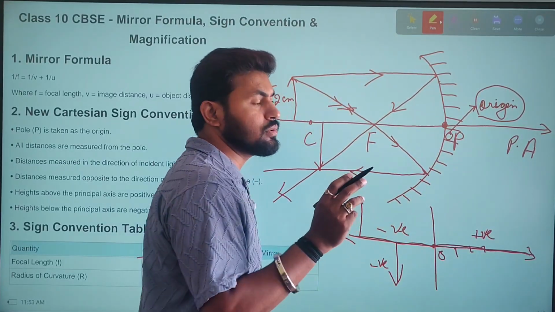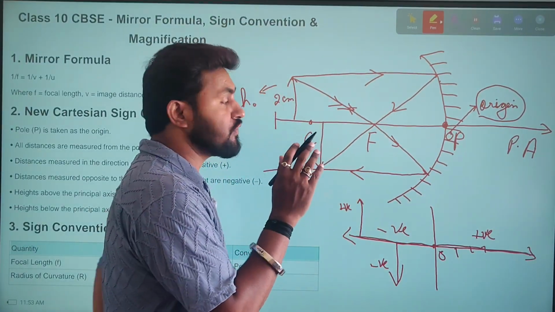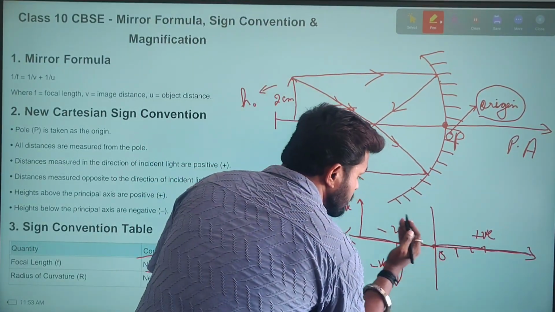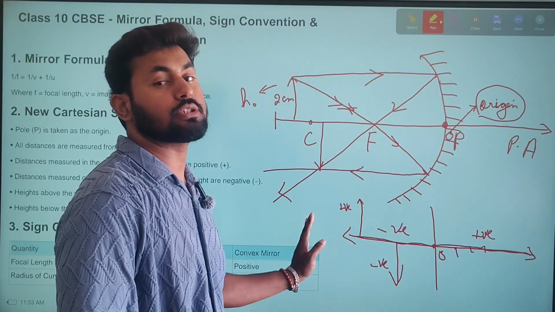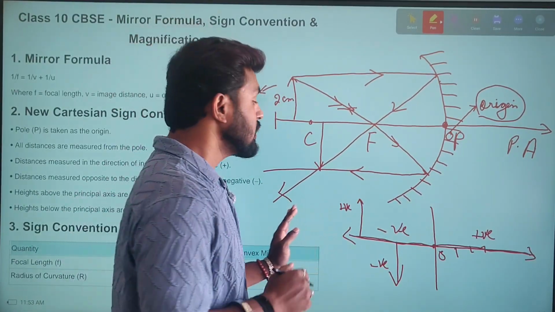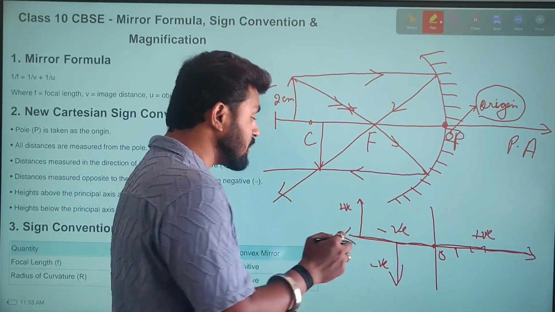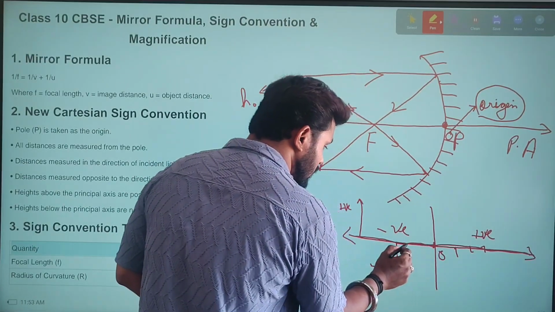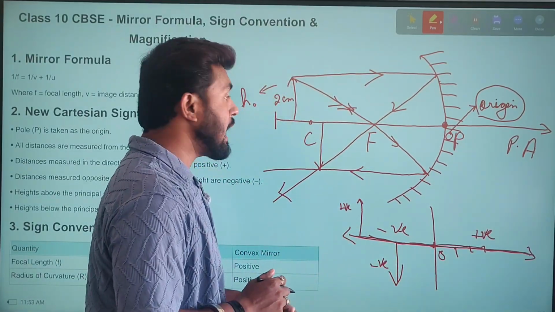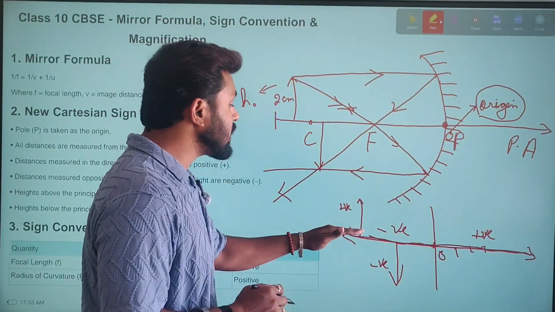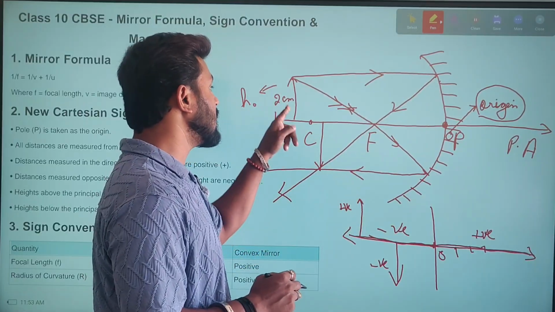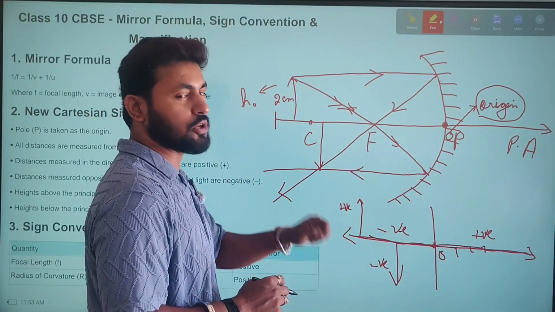Now I told you, whatever we take from the left hand side of the origin will be taken as negative. Whatever is falling over here is negative, and I told you that if you are taking above the x-axis, that is positive. Hence the height of the object is positive.